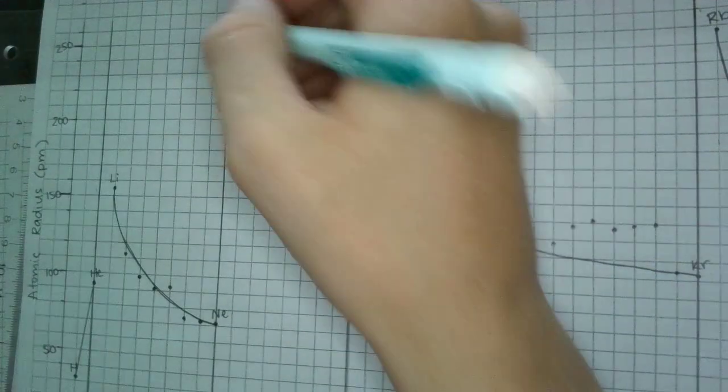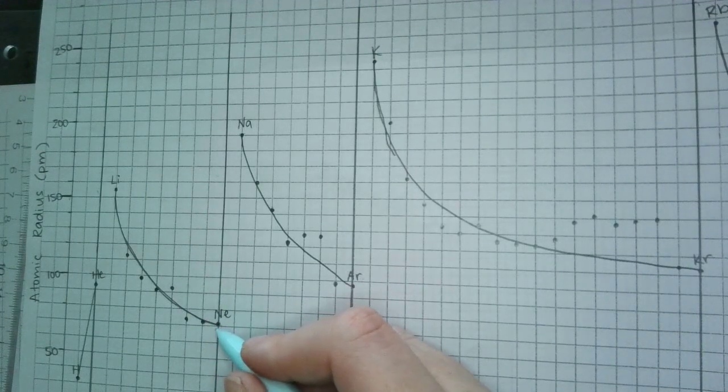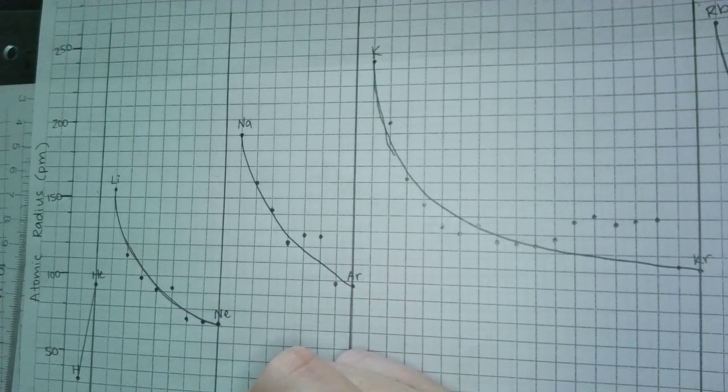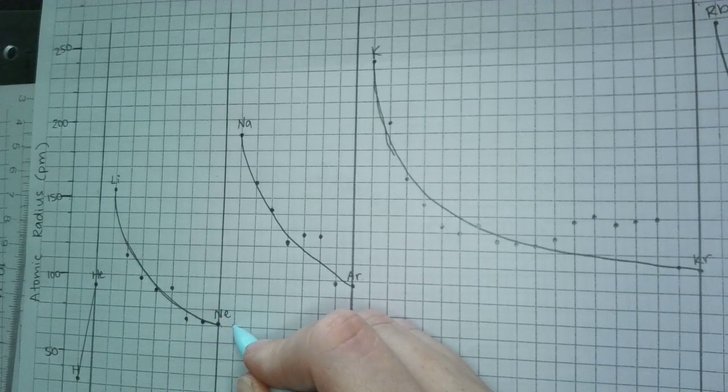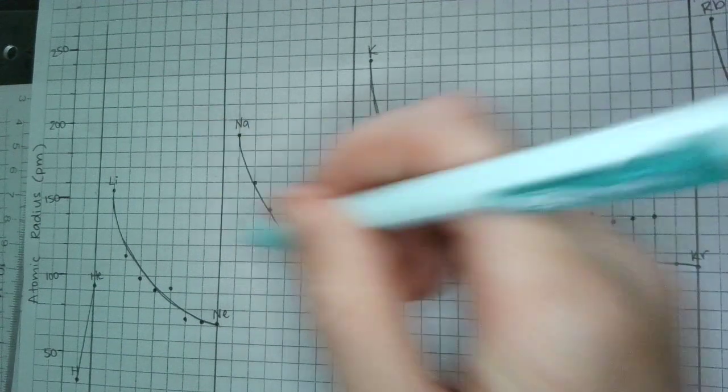So when you put your lines in, your line's not going to go through any point. You're just going to skip over, so if it was neon, you're going to skip over neon, and you're going to go straight to sodium when you plot sodium, okay?